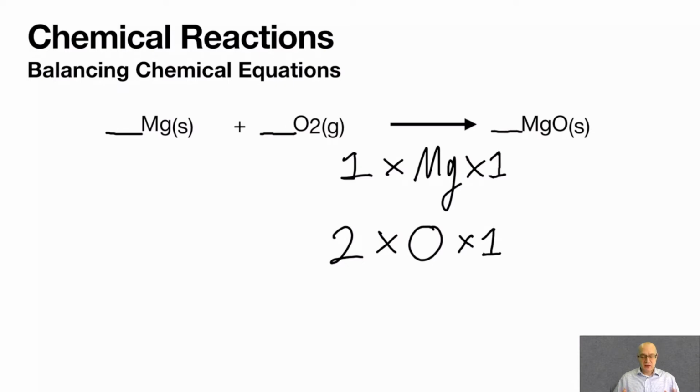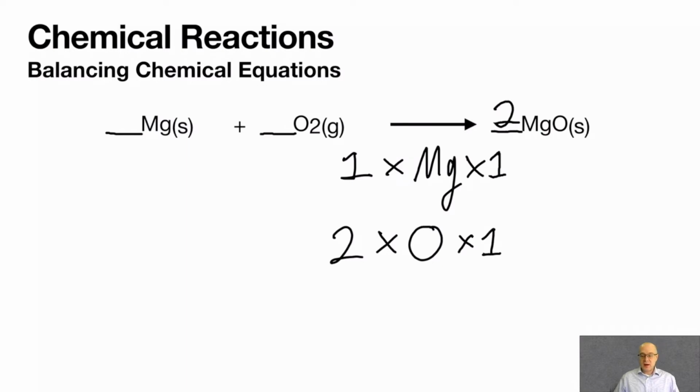But we're trying to balance the equation. We're trying to make the magnesium on the left equal the magnesium on the right. So how do we do that? Well, it's already balanced. We're trying to make the oxygen on the left equal the oxygen on the right. How do we do that? Well, simple. We put the number 2 right there.